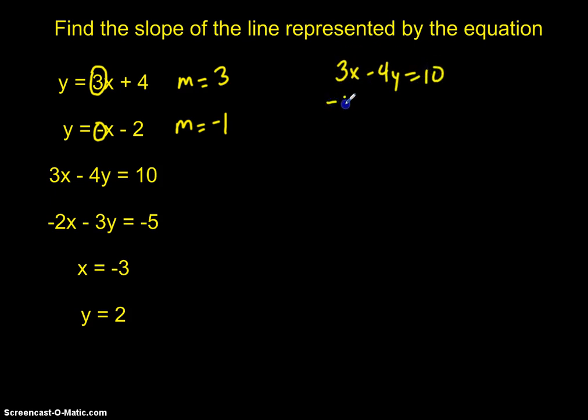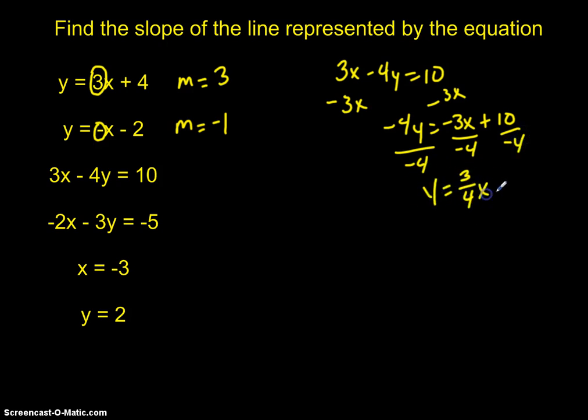I'm going to solve for y. So I subtract 3x: negative 4y equals negative 3x plus 10. Okay, divide by negative 4, divide by negative 4. y equals 3/4 x minus 10/4, we'll call that 5/2, minus 5/2. That doesn't matter. Now, once it's solved for y, I look in front of x, and that tells me the slope. So m is equal to 3/4. Pretty good.